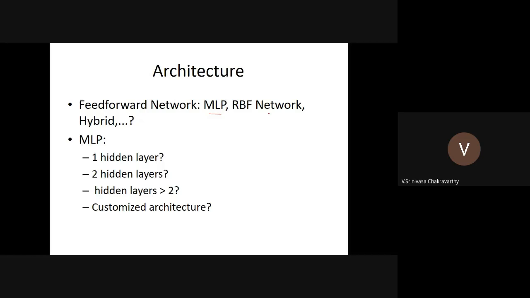There are also other kinds of feed-forward networks like the RBF network, and there are also hybrids which combine RBF networks and MLPs and so on and so forth. But anyway, in case you are using an MLP, then you have to decide how many hidden layers, is it one, is it two, and so on. Sometimes you also have specialized, customized architectures, depending upon the problem. Especially if you are doing brain modeling, you may want to design specialized architectures which are suitable for that phenomenon. So maybe not next class, but in the class after, I will talk about some of the work that we are doing in this area.